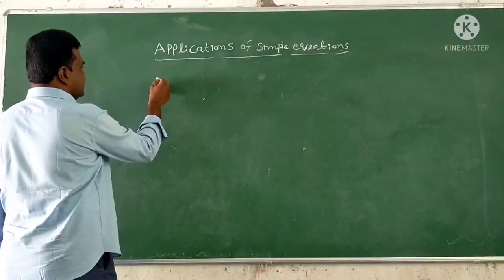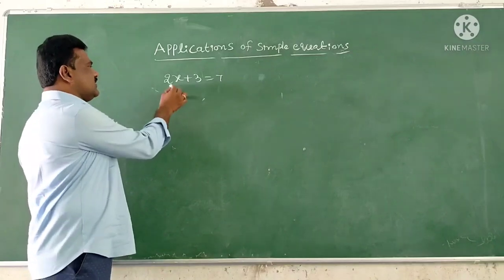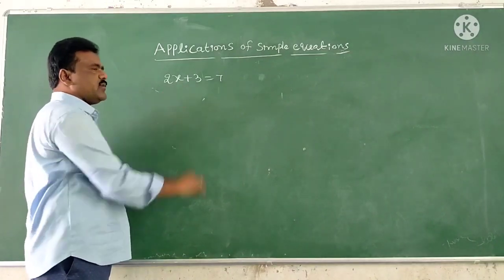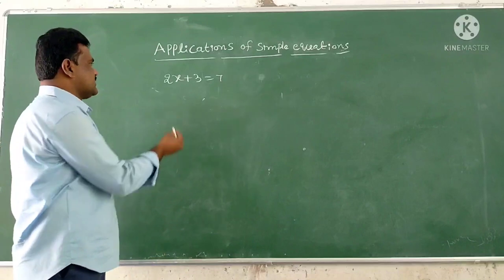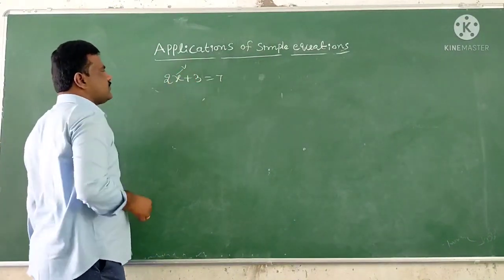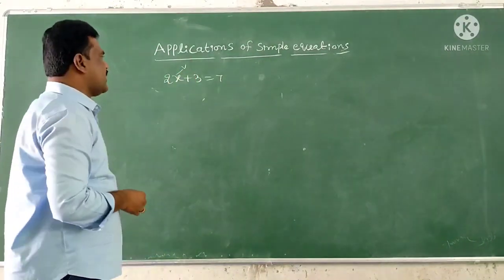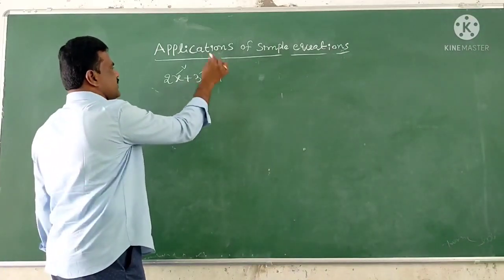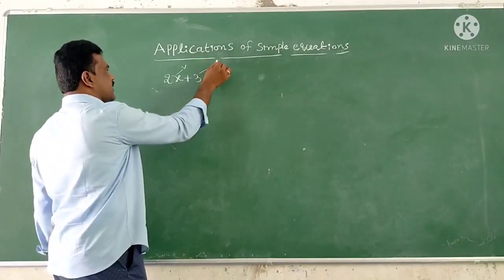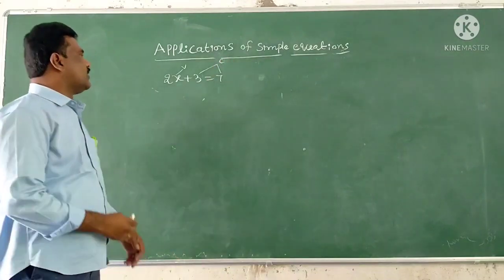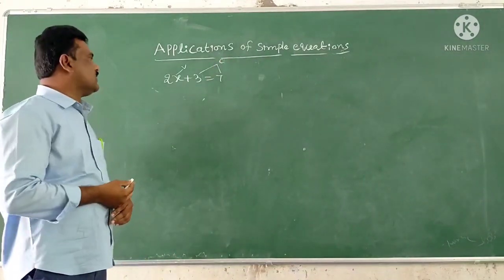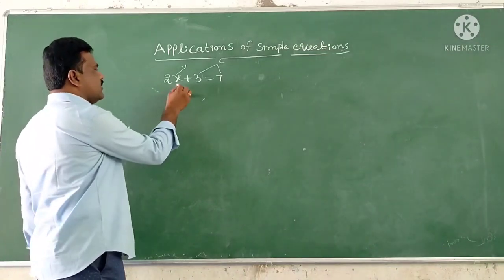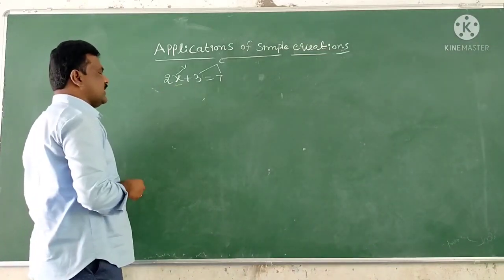Here, I am writing an equation like 2x plus 3 is equal to 7. Which is the variable in this equation? Yes, x is the variable. What are the constants in this equation? Constants are 3 and 7. How many variables are there? Here, only one variable is there, that is x.